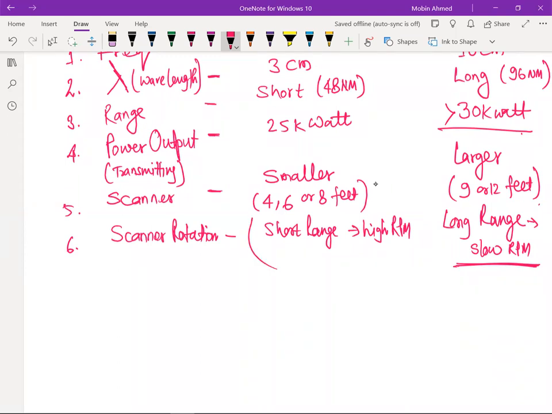This will depend upon the selection of range. What is the selection we are going to put? So when we put a maximum of 48 nautical miles, suppose whatever the RPM is there, if I put the maximum 96, it is going to have a very slow RPM than this. So the RPM depends on the maximum range selection. So I will just write here maximum range.